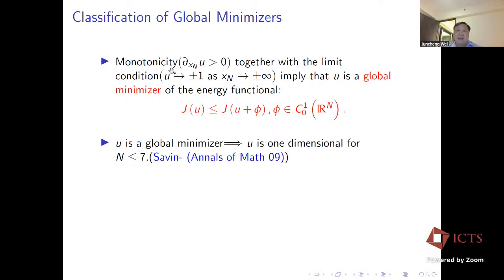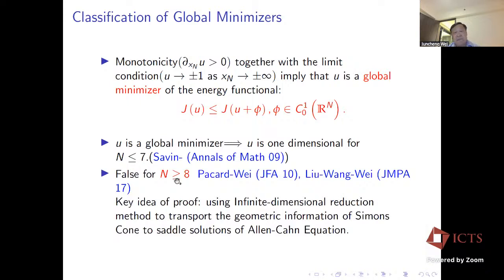So now we have monotonicity. The next is the global minimizer. Monotonicity implies global minimizer. And Savin proved that in dimension n less than 8, a global minimizer must be one dimensional. So there is no additional assumption for this. And in dimension 8, we prove that we have a local minimizer, a stable solution. And later we prove that actually we can find a global minimizer in dimension 8. So this gives you the optimal result for dimension 8. So for global minimizers, now we have a complete solution.